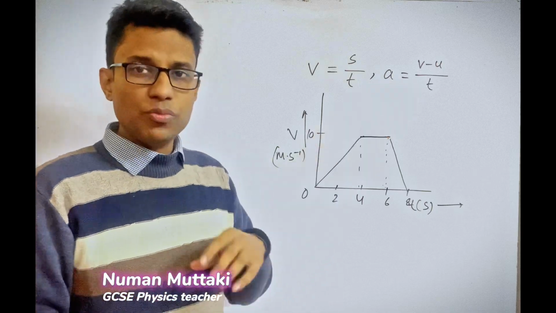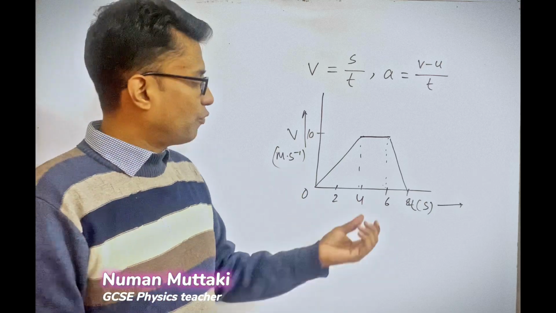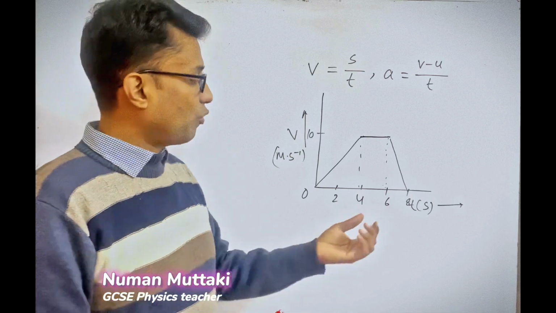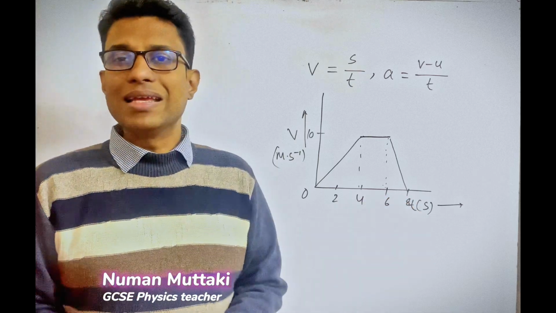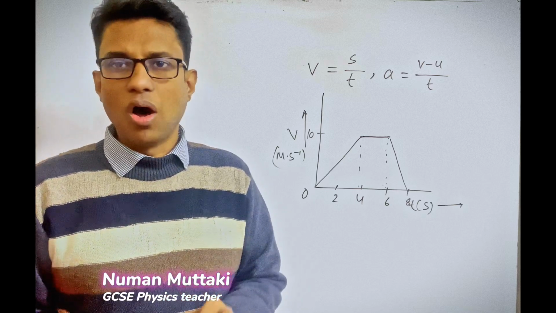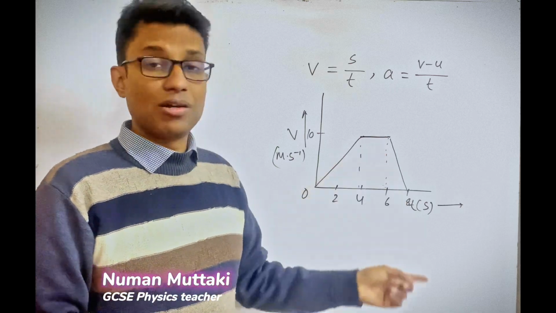According to this equation, we can say for 0 to 4 seconds there is acceleration, and for 4 to 6 seconds there is no acceleration as the velocity is uniform, and for 6 to 8 seconds there is acceleration, but it is called retardation or deceleration. Why? Because the velocity has decreased.